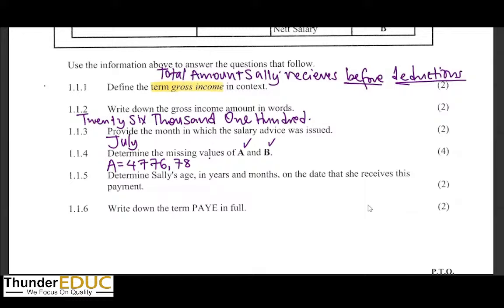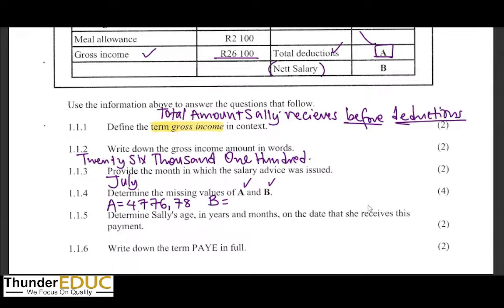Then the value of B we look at as the net salary. And remember, net salary is after deductions. So we shall say gross minus deductions, which was 26,100 minus 4,776 rands, 78 cents. So when we did that, the value of B becomes 21,323 rands 22 cents.